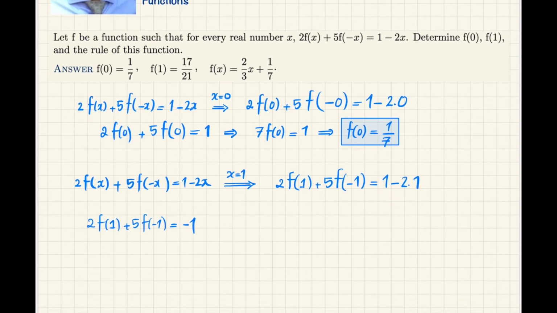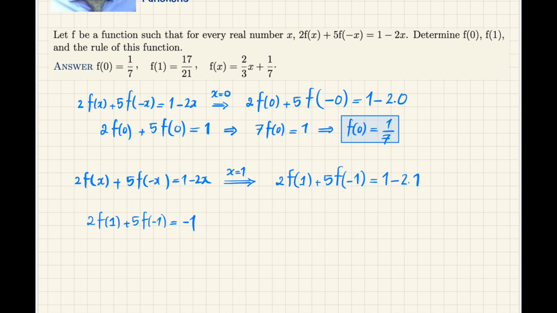But that is a little bit unfortunate here, because now you see that I have two different unknowns. There is no guarantee that this time f of minus 1 is equal to f of 1. So I cannot simplify this expression as I did in the previous case. In the previous case, I had 2f of 0 plus 5 of the same unknown f of 0, so I was able to write 7f of 0. But here I have two different unknowns. So we get stuck a little bit here.